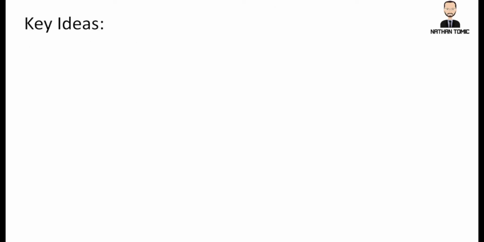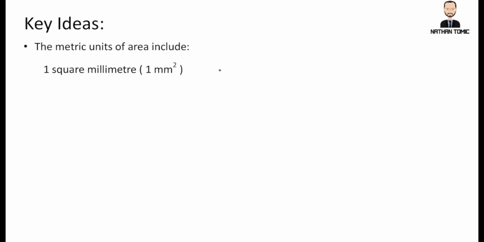Our key ideas today are to firstly look at the basic metric units of area. These include 1 square millimetre, which we show as 1 mm squared or 1 millimetre squared, and as you can see it is quite small, so if we zoom in on that we see that the sides of that square are both 1 millimetre.